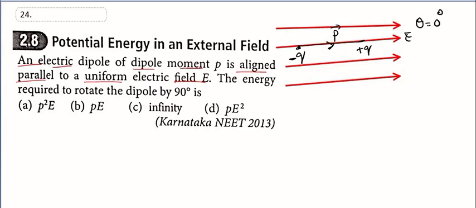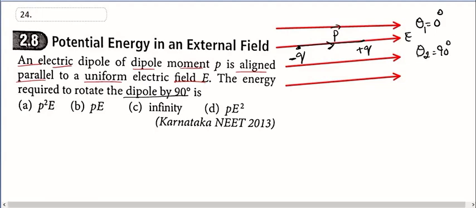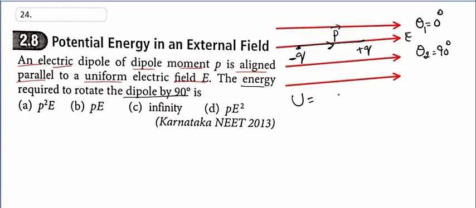Theta is equal to how much? 0 degree. The energy required to rotate the dipole 90 degree. Theta 1 is equal to 0, theta 2 is equal to 90 degree. However, what is the work done? The question is, the energy required to rotate. So what is the formula? Energy is equal to minus PE, that is cos theta 2 minus cos theta 1.